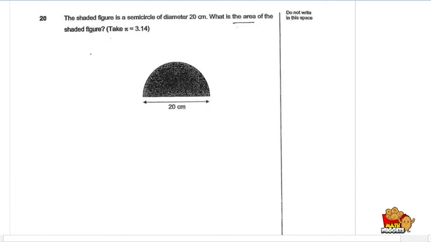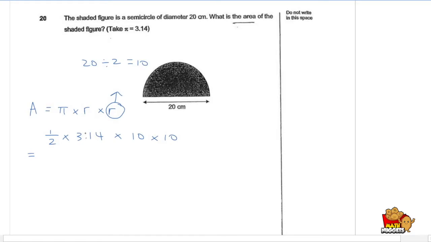Question 20, we're supposed to find the area of the shaded figure. So area is pi times r times r. Okay, and take note, in this case they give us the diameter, right? So the radius would be 20 divided by 2, which is 10. So again, this is the semicircle. I'll start with half. So half times pi times 10 times 10.